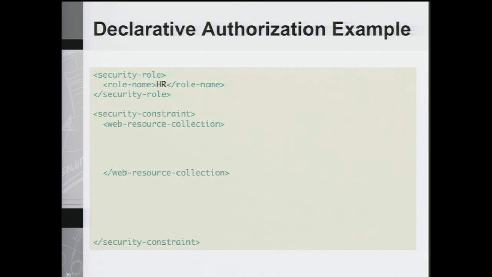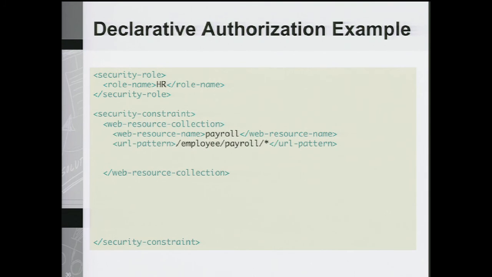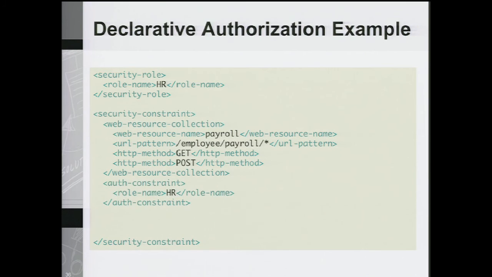So let's look at an example. You start by defining your roles. Very simple example, we just have one role here. And we start with your web resource collection. In this, I'm calling the web resource collection payroll. The URL pattern is specified as /payroll/*. Now, I'm saying I want to protect the get method, and I also want to protect the post method. And the authorization constraint says HR is the only role allowed to access this get and post.